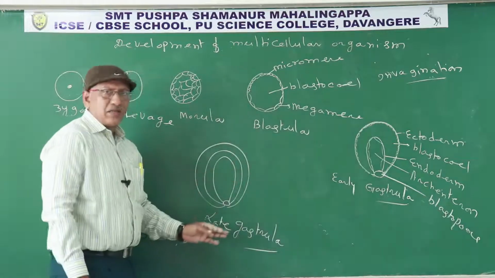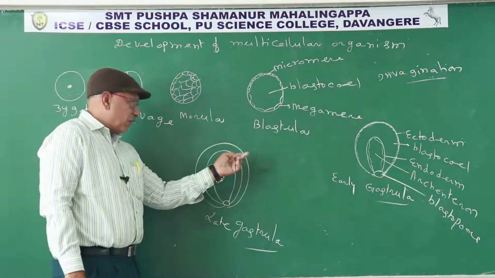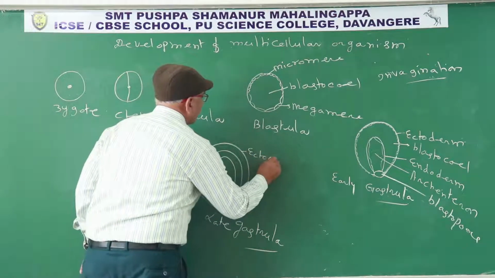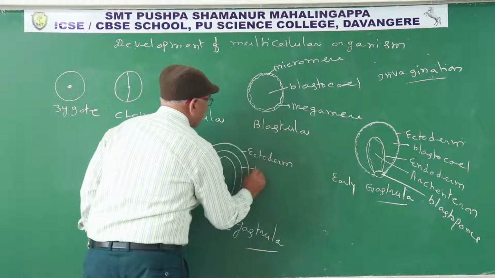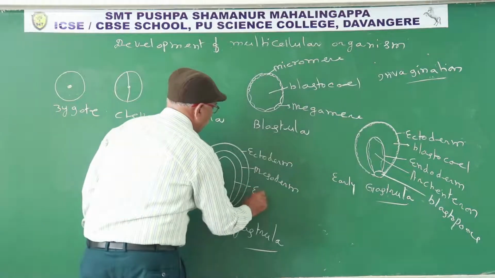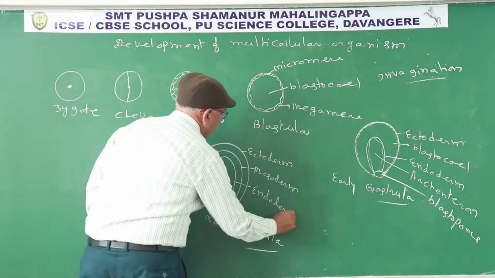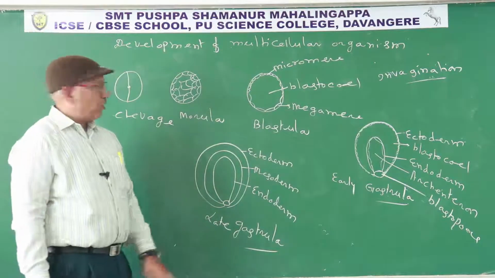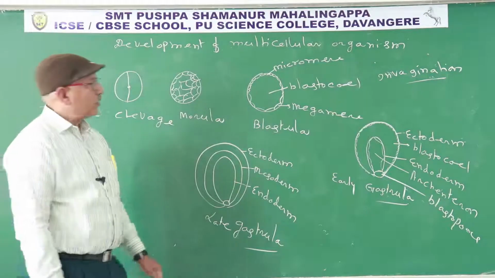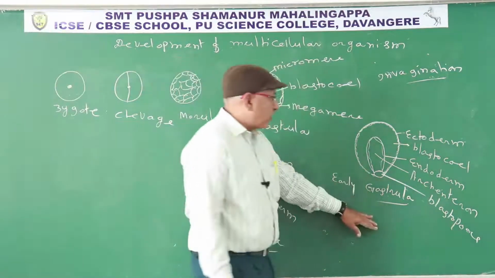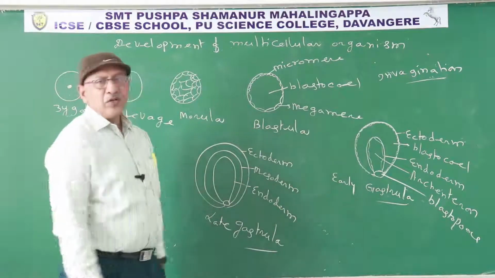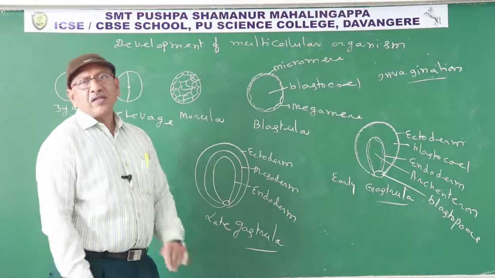In the late gastrula stage, the body wall contains 3 germinal layers: ectoderm, mesoderm, endoderm. So the body wall contains 3 germinal layers, that is a triploblastic animal. But in the early gastrula stage, the body wall contains 2 layers only. Later, early gastrula is converted into late gastrula in triploblastic animals.